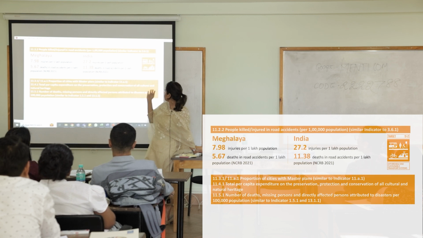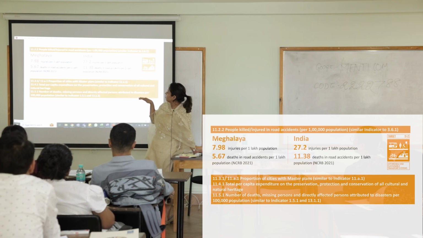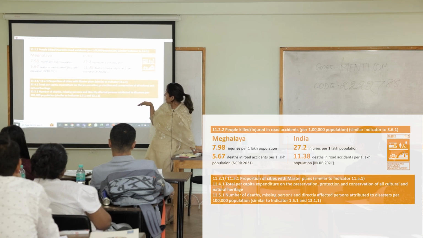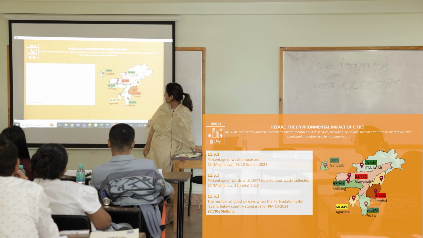Yeah. And then this is goal 11. So goal 11 talks about sustainable cities and communities. So here again, road accidents. The figure for Meghalaya is around 8 injuries per 1 lakh, 7.98 injuries per 1 lakh population, whereas for India it is 27.2. And these are some of the other indicators under goal 11.